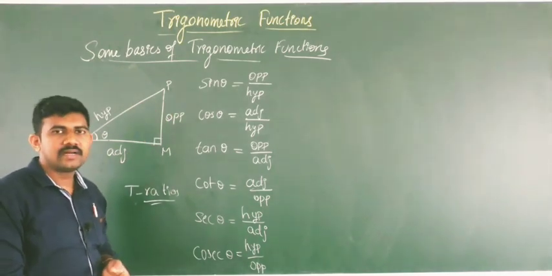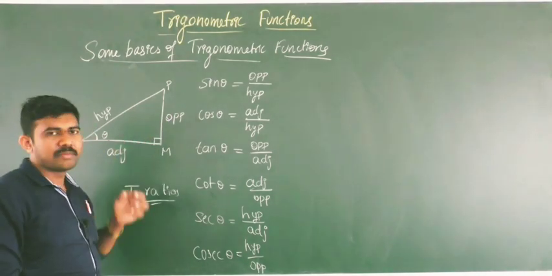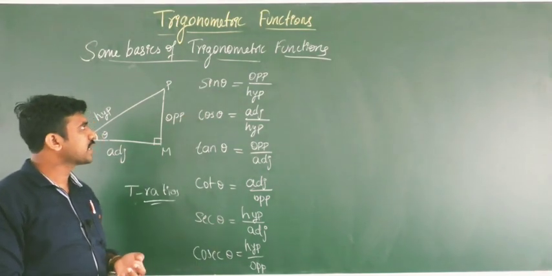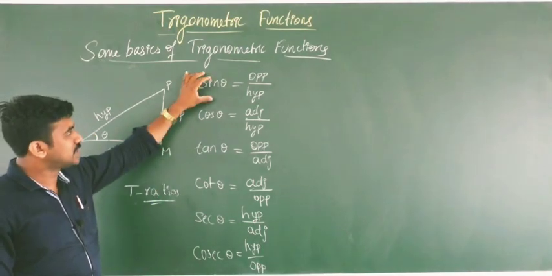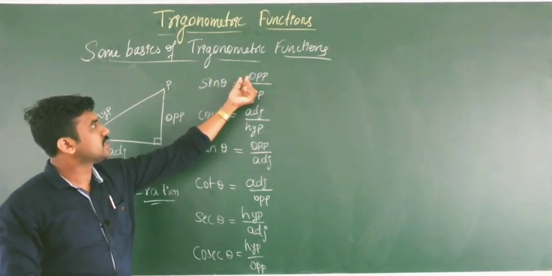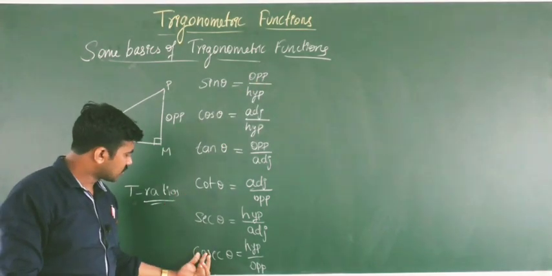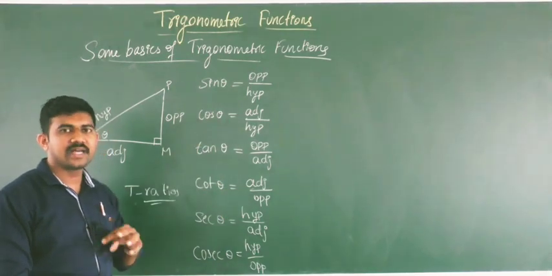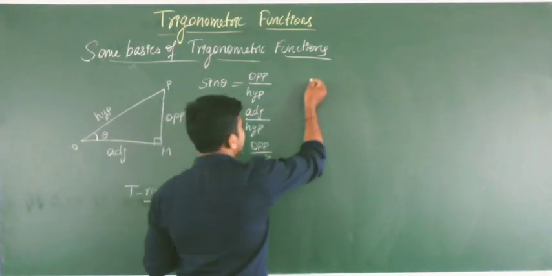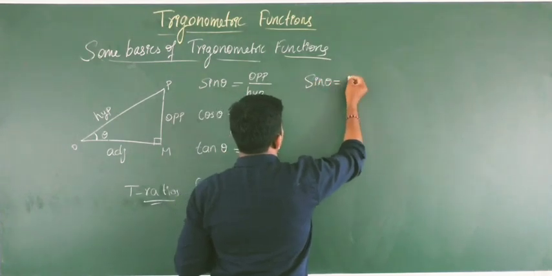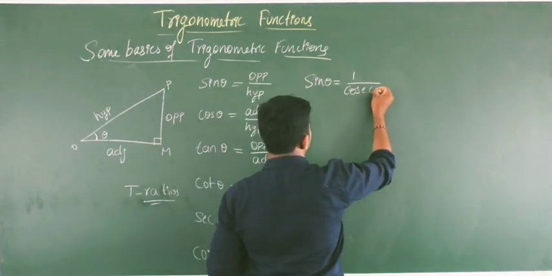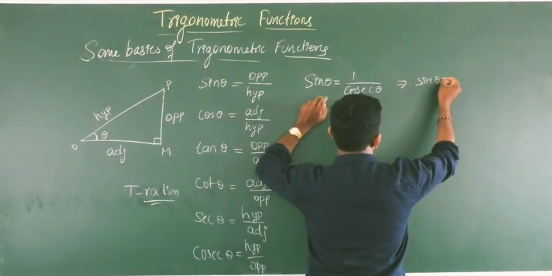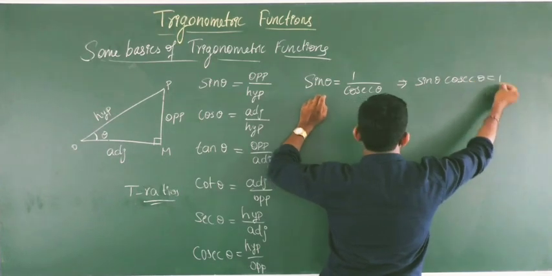Okay, with the ratio of the sides of a right angle triangle, we can get these trigonometric ratios. And you can observe here that sine theta is nothing but opposite by hypotenuse, but cosecant theta is nothing but hypotenuse by opposite. Means sine theta and cosecant theta are reciprocal of each other. Means sine theta can be written as 1 by cosecant theta, or by cross multiplying we get sine theta into cosecant theta is equal to 1.